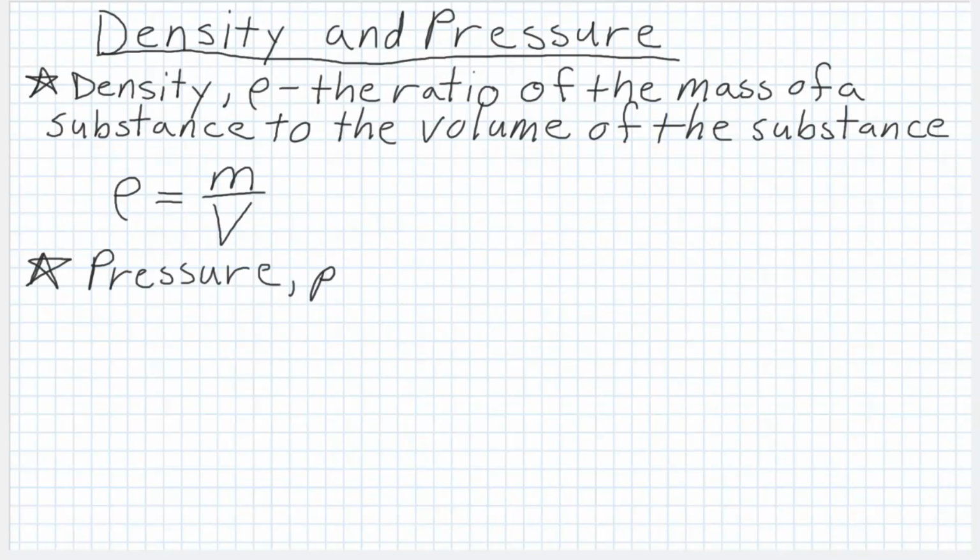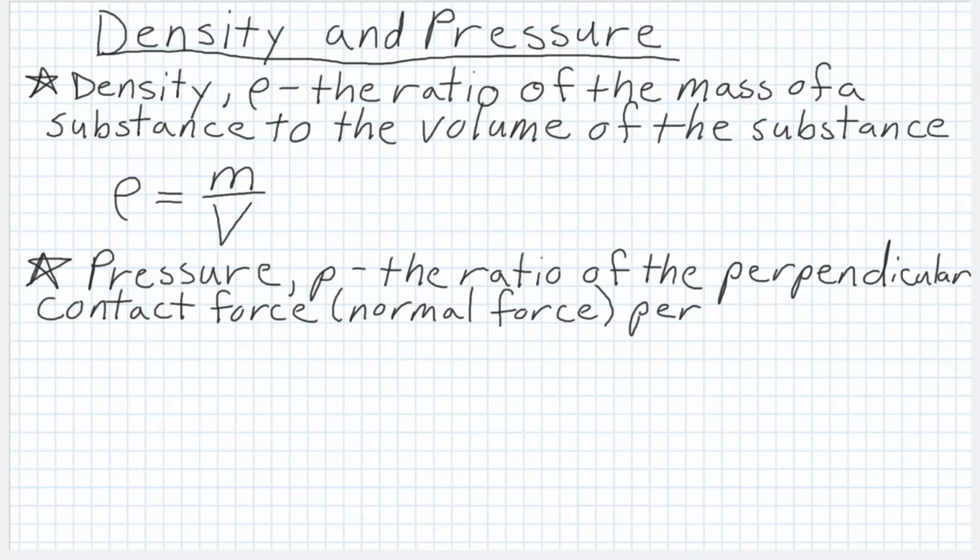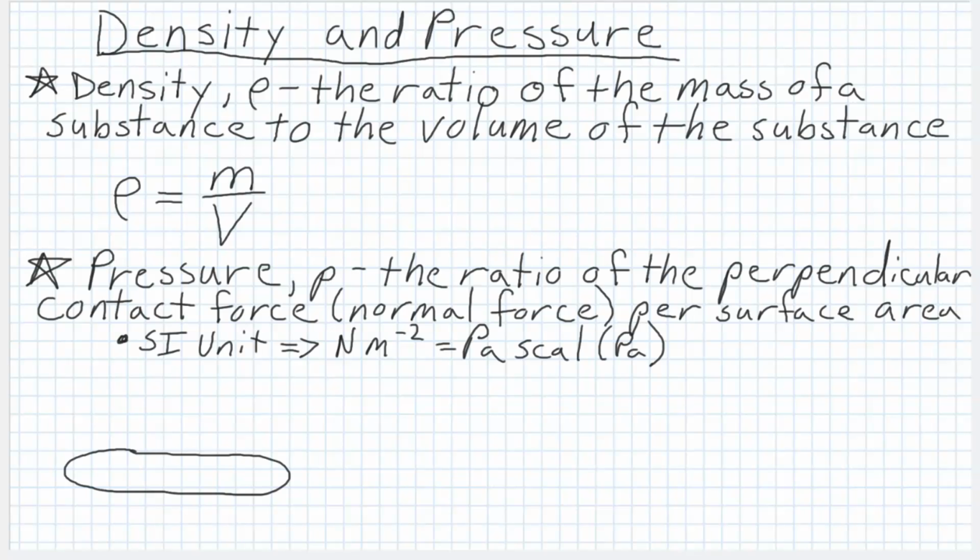Pressure, which we'll represent with the symbol P, is the ratio of the perpendicular contact force, which sometimes we call the normal force, per surface area. The SI unit of pressure is expressed in newtons per meter squared and is equal to a Pascal, Pa. So if I have a disk of surface area A and I apply a perpendicular force to that surface, the pressure on this disk is equal to the force I applied, perpendicular, divided by the area of the disk.